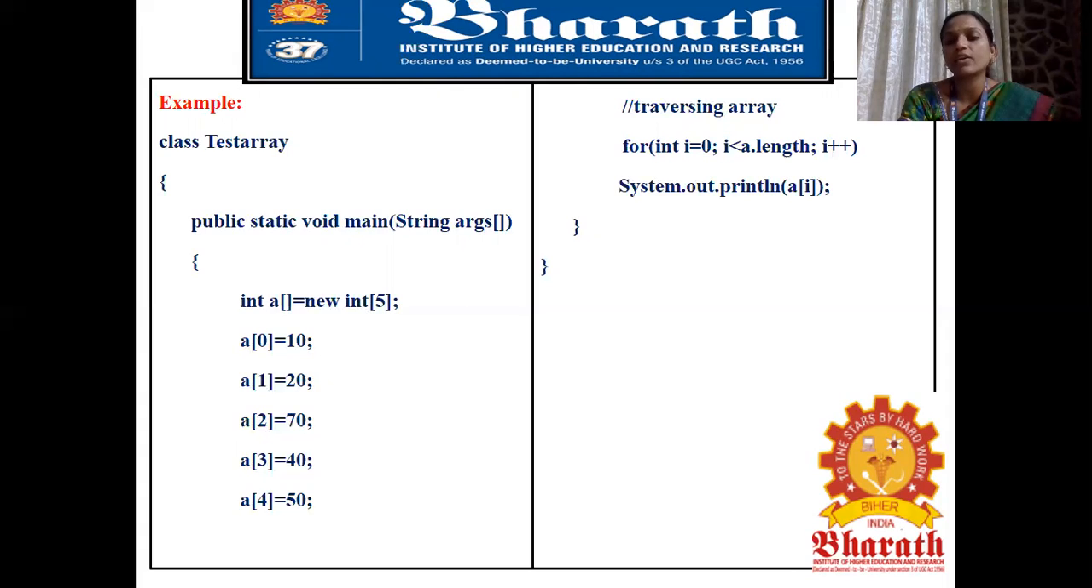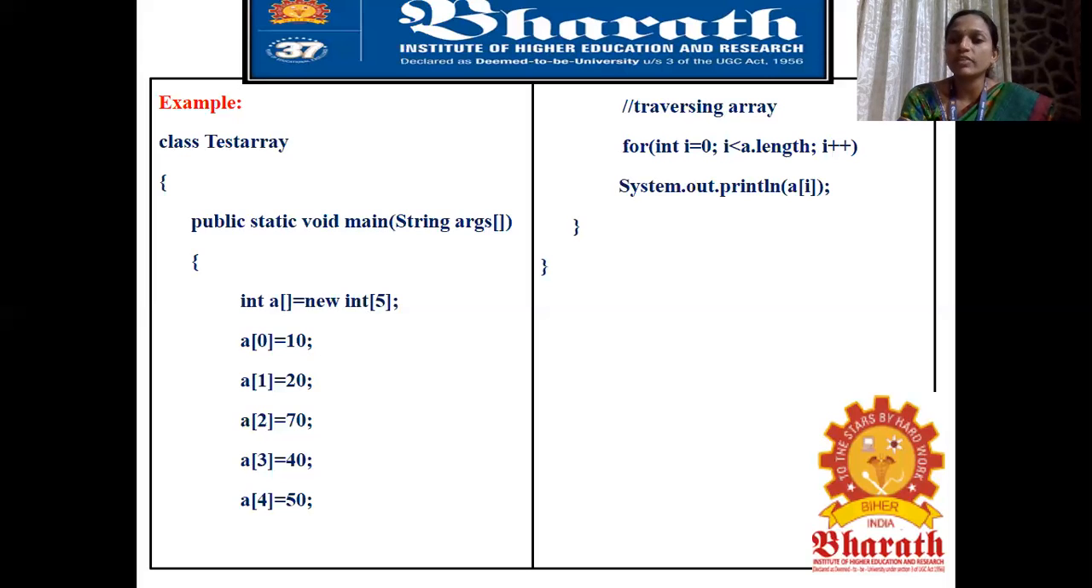System.out.println a of i. So a of i, what is the value in i? 0. A of 0, what is the element in a of 0? 10. So 10 will be displayed in our output. This will be repeating again and again. When the condition becomes false, it will stop.